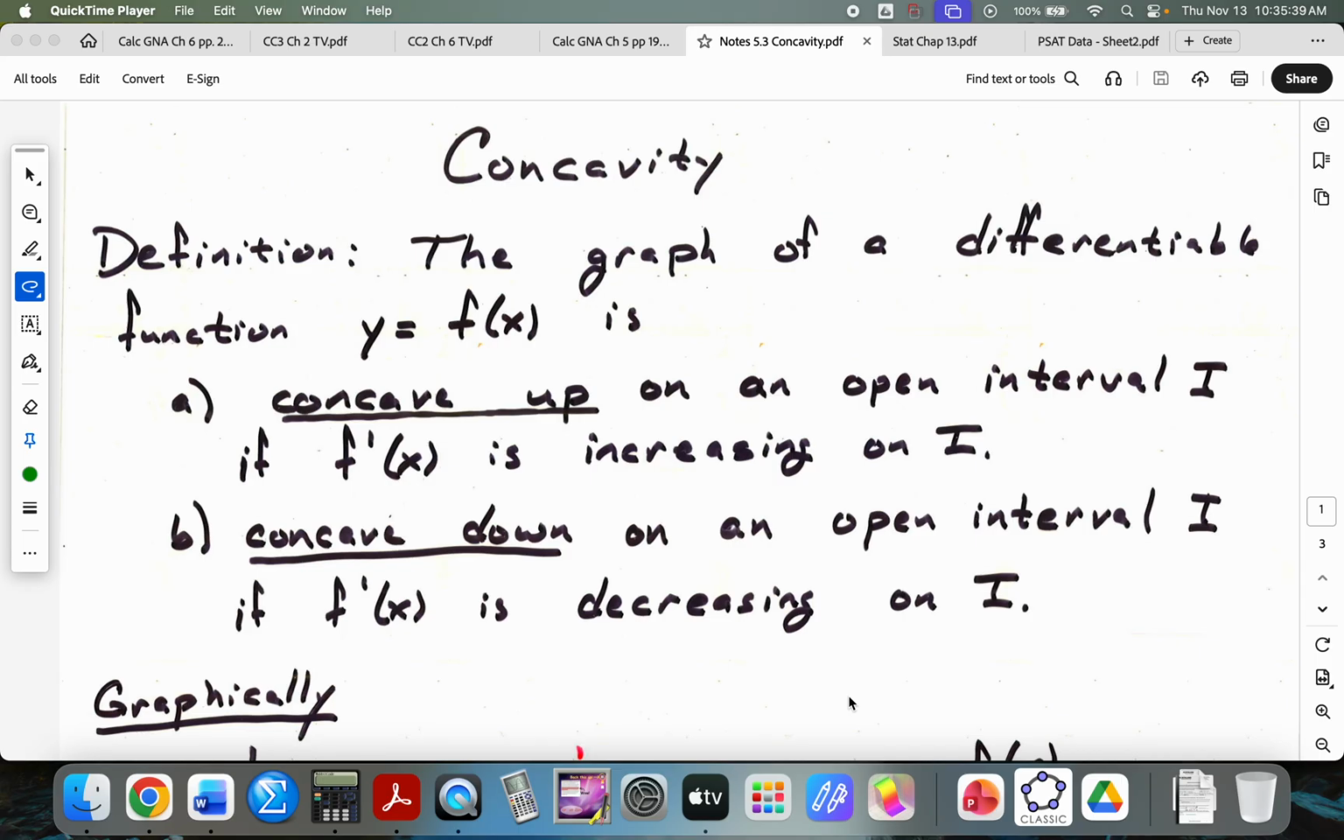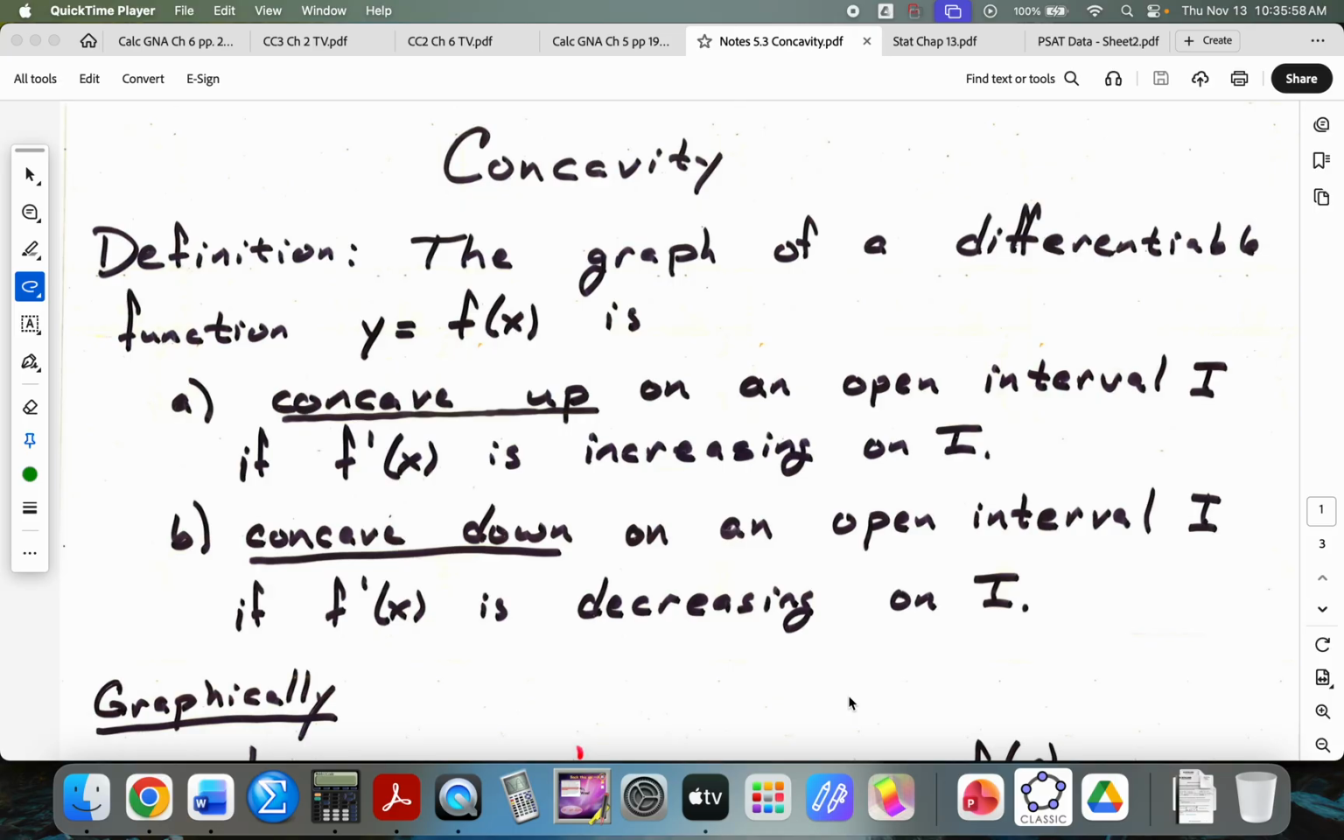Okay, so you know basically graphically what concavity means. What you don't know is the definition of concavity, just because it's not appropriate to teach that in pre-cal because you don't know about derivatives yet.